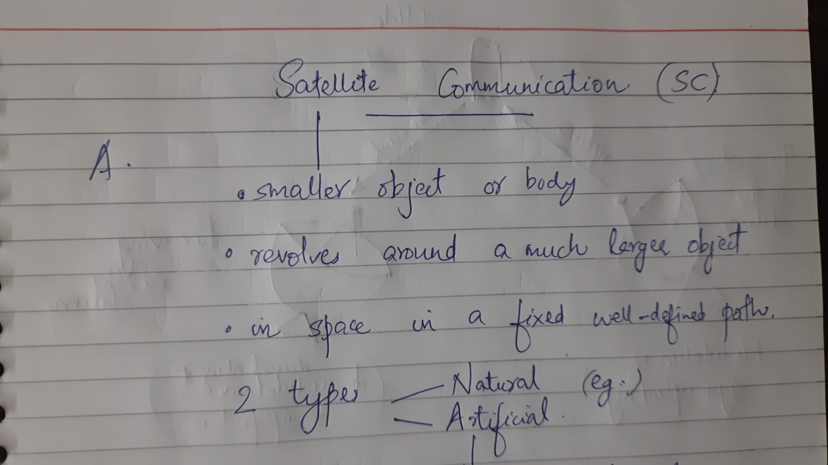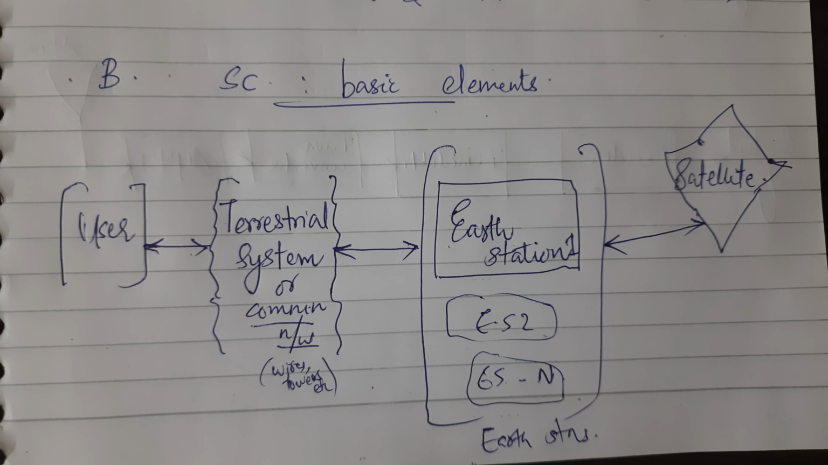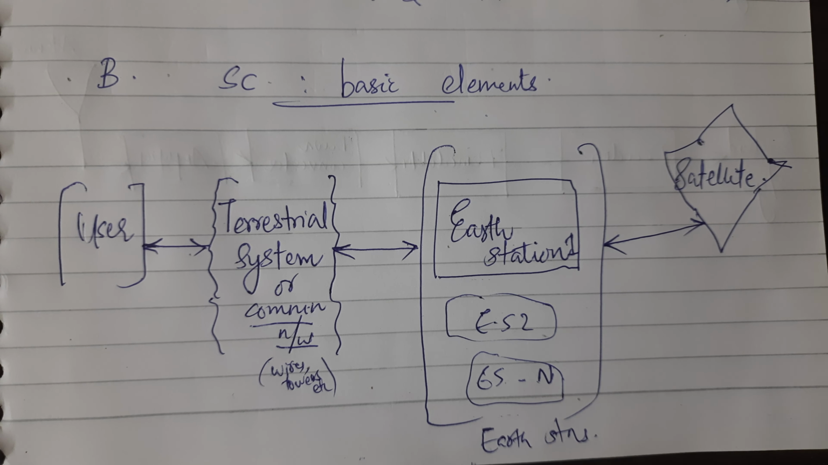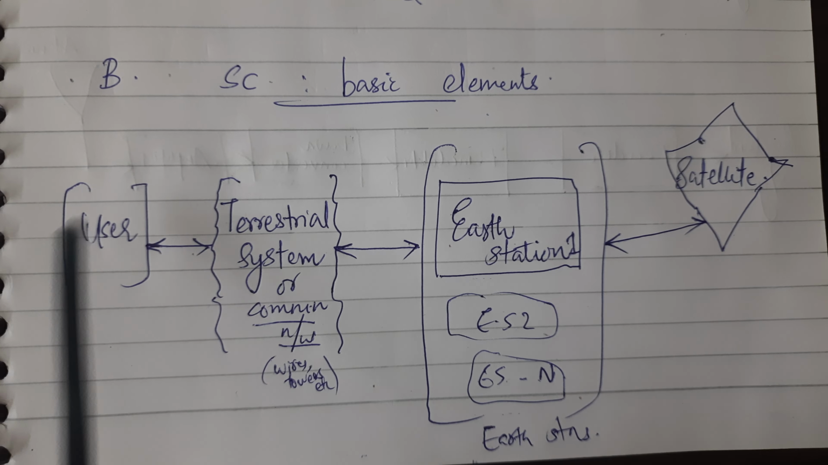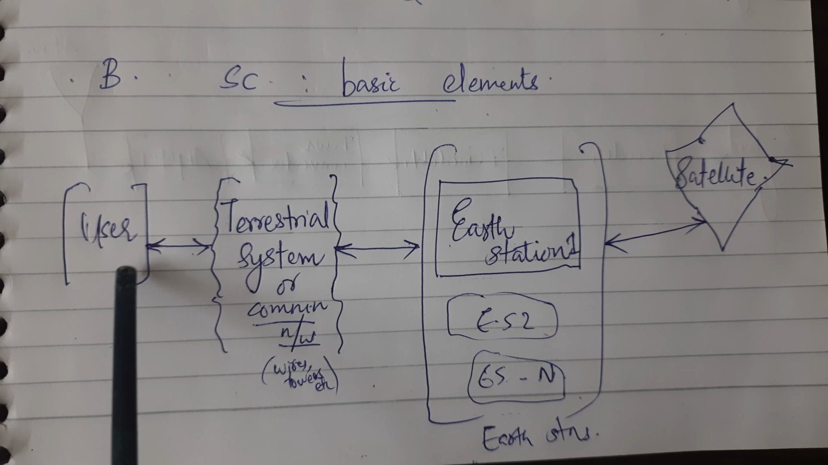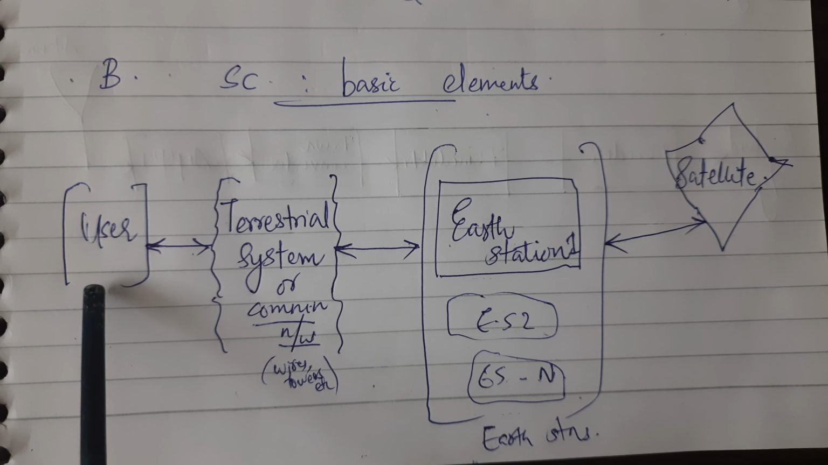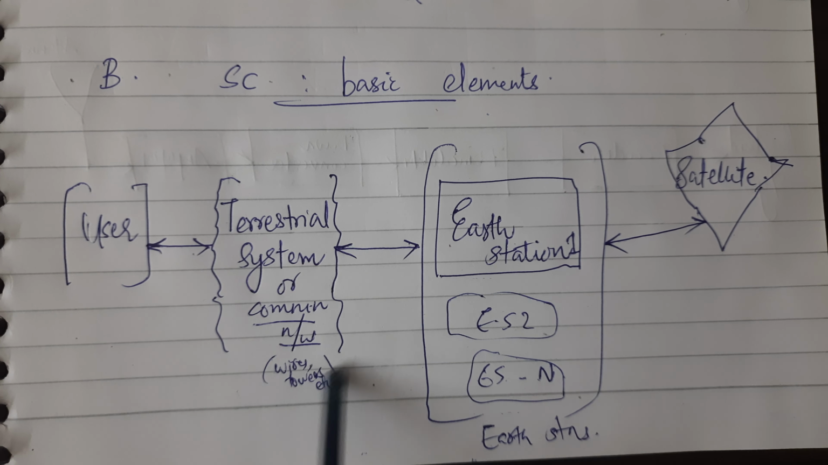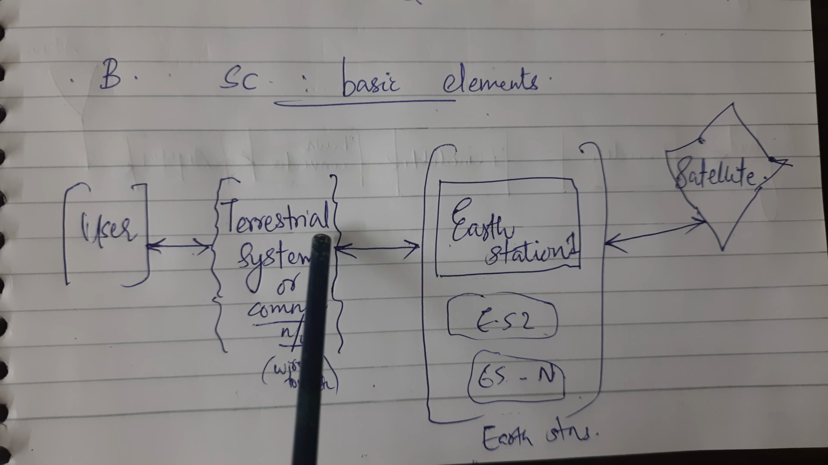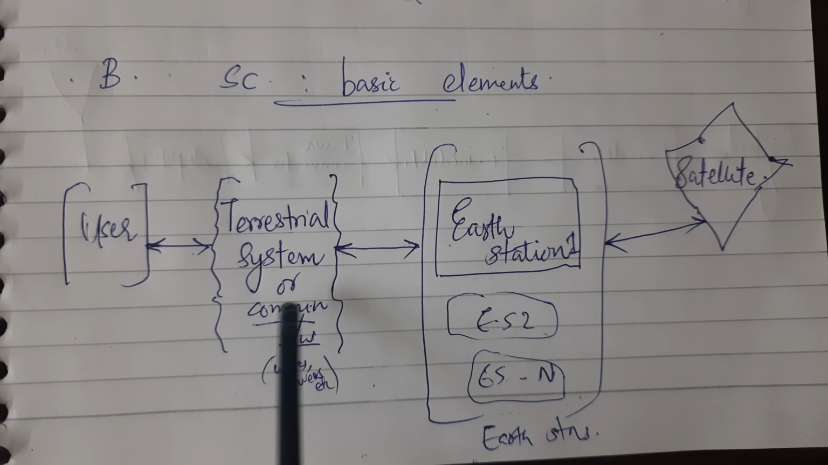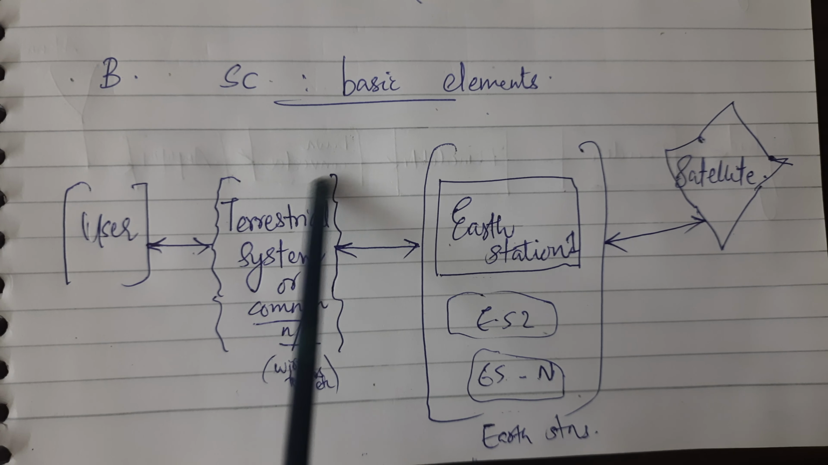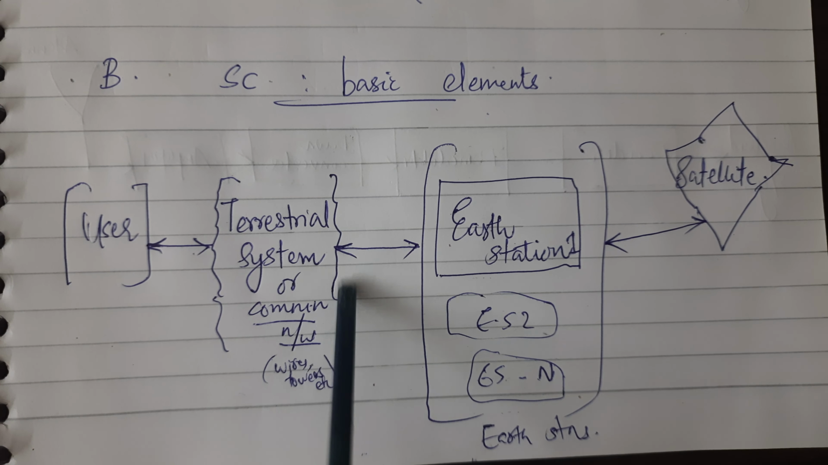Now we'll go to the basic elements of satellite communication. The first is the user. Suppose it may be a mobile phone, a computer, a TV or any other device. It will send information or a request to the communication network. It can be wires if it is a wired communication network, or towers for a wireless communication network. This is the communication network, how the data is being transmitted.